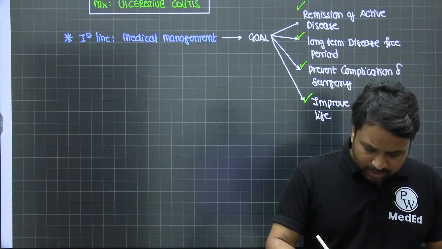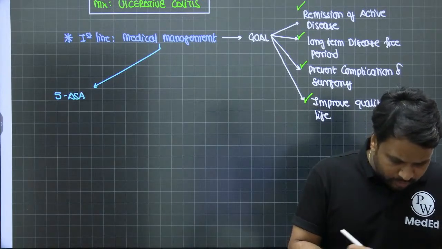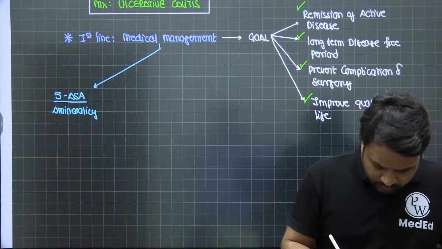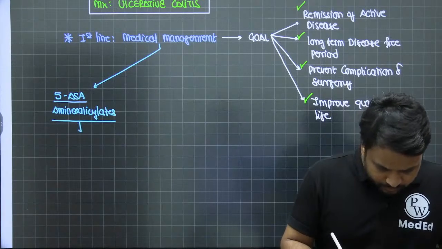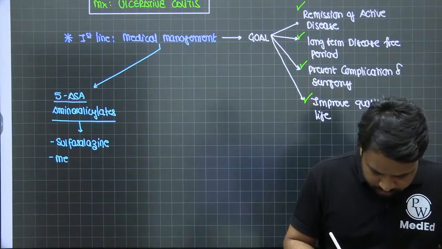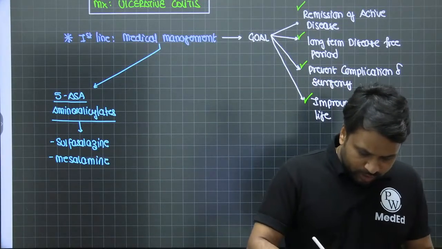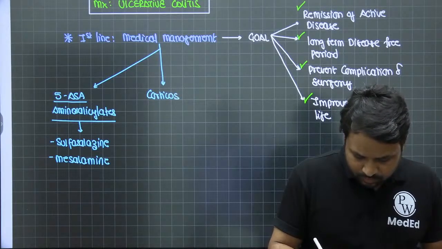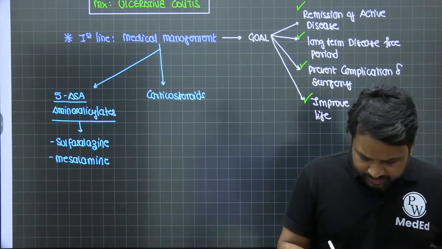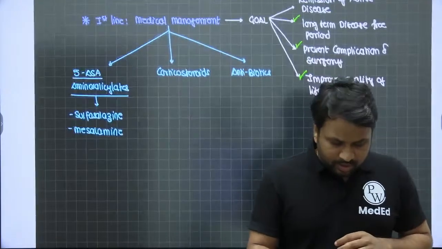Now, in the medical management, what are the components which are available? In the initial induction therapy phase, you have the 5-ASA molecules, that is aminosalicylates. In the aminosalicylates, you have sulfasalazine, which is preferred, and mesalamine, right? Apart from that, you can give corticosteroids, prednisolone, budesonide. All these are acceptable steroids. And then prophylactic antibiotics. Now, this is the first line medical management.